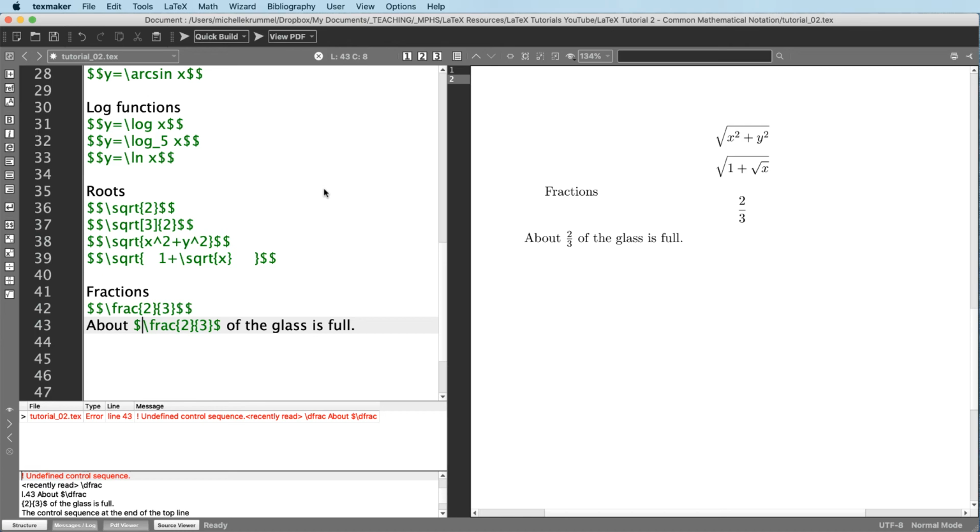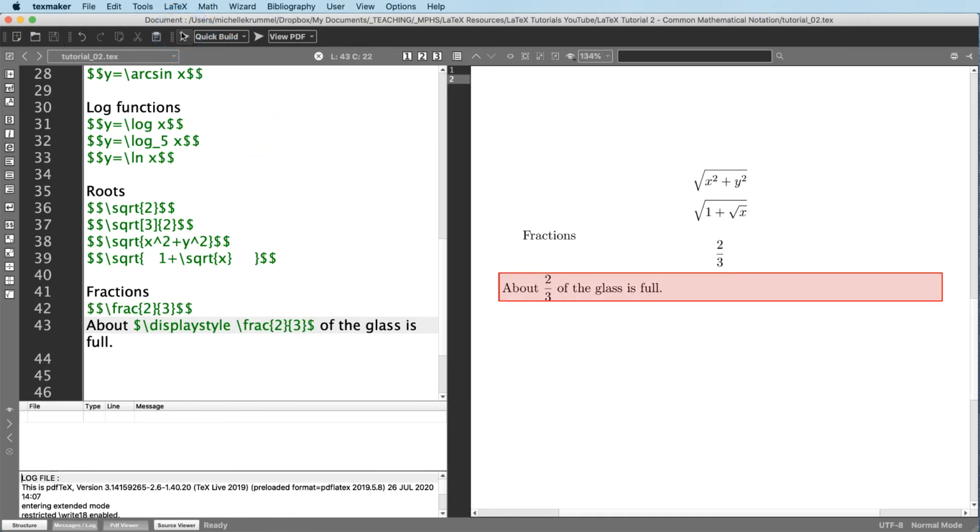Another way to get into displayed math mode is to type \displaystyle. Let's try that. There we go. So now it made the 2/3 bigger, same size as it made it up here. When you use double dollar signs, you're automatically in displayed math mode, and so everything is large like this. If you just do the \frac in inline math mode, it's going to be small.